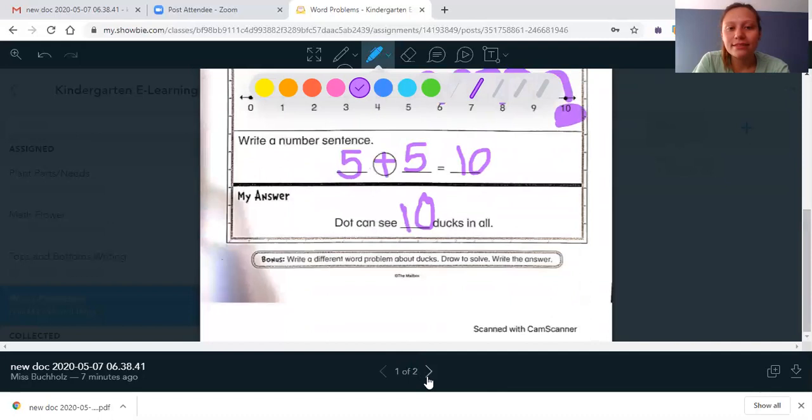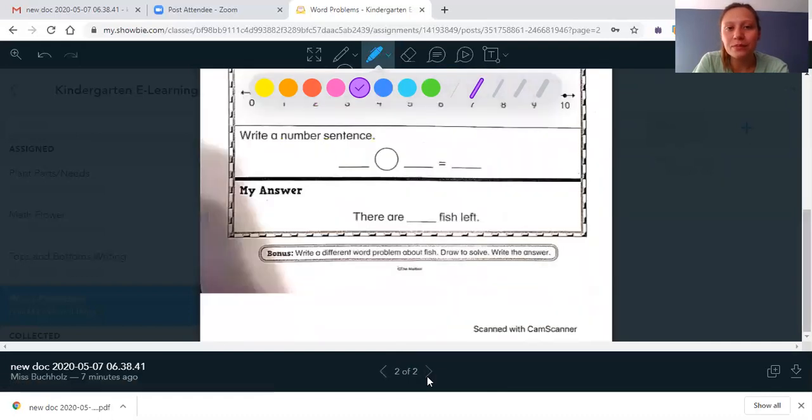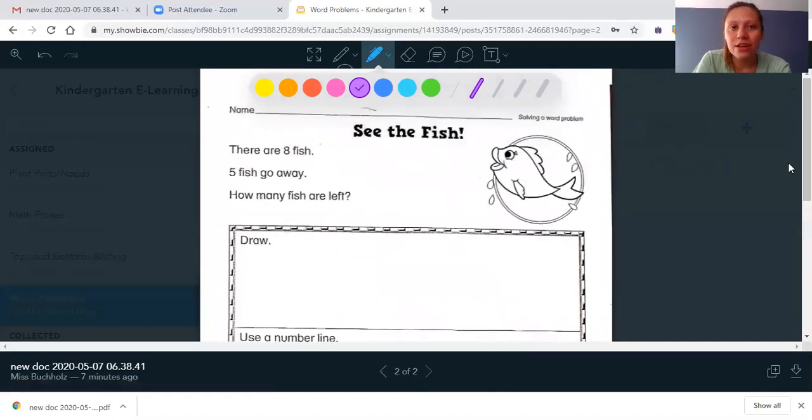All right, I'm gonna flip to the next page. All right, this is called See the Fish. So we're gonna read and we're gonna figure out two things. What information do I need? And what do they want me to solve? Do I need to add? Do I need to subtract? What kind of problem is this?